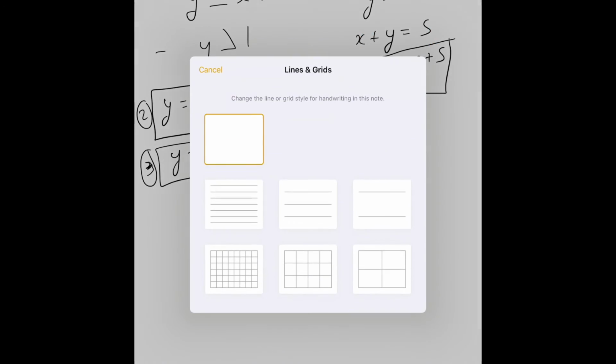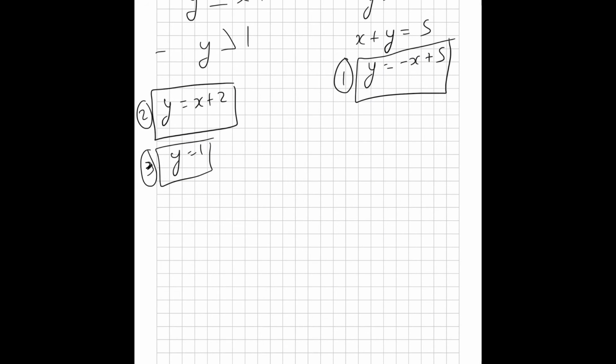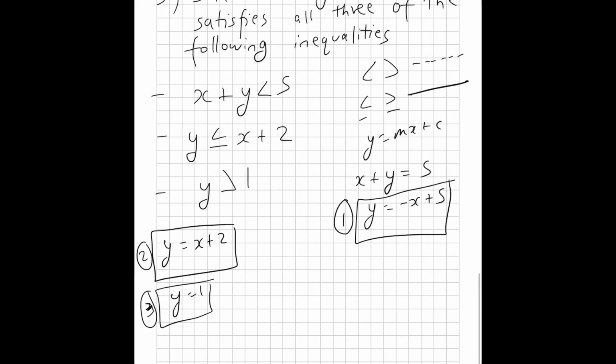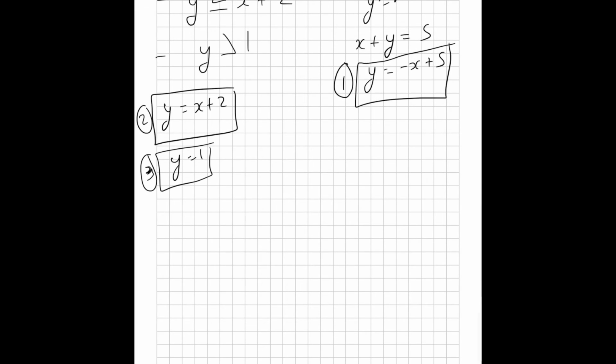So I'm just going to draw a graph. I'm just going to check if we have lines and grids here. So we're going to put grids here so I can show you guys how to draw this or shade the region that satisfies all three of these inequalities. So what I'm going to draw is, usually in the exam paper you might get a graph already drawn.